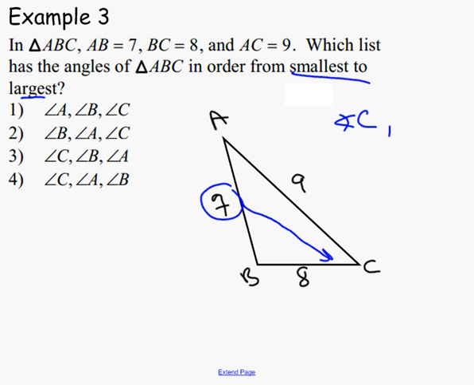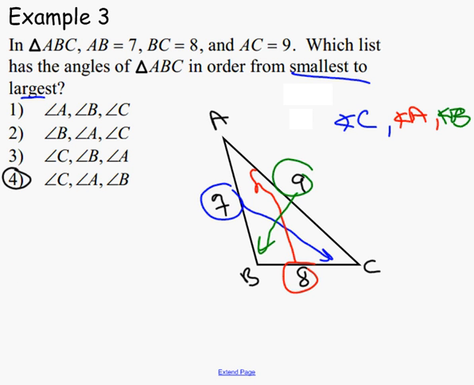And then the next one, going in order from smallest to largest, would be the one that's across the 8. So across from the 8 is angle A. And then finally, the biggest angle would have to be across from the side that measures 9, and that would be angle B. So the answer is choice 4.